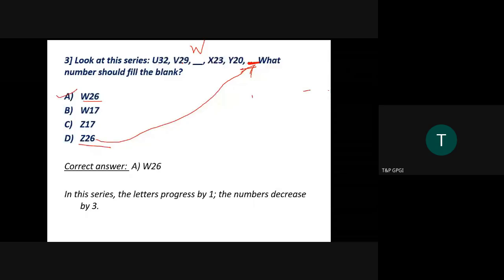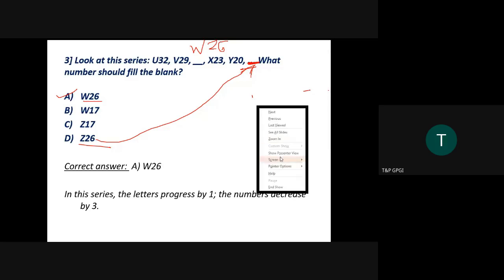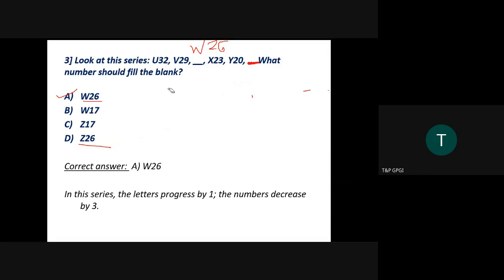Okay, 32 minus 3 and 29 minus 3. 26 आएगा यहाँ पर 26, and then next 26 minus 3, 20 minus 3, ऐसे. तो यहाँ पर z तो आ जाएगा, but 26 won't come here, it will be 17 or something. So anything, there can be two blank spaces also, that's what I meant.